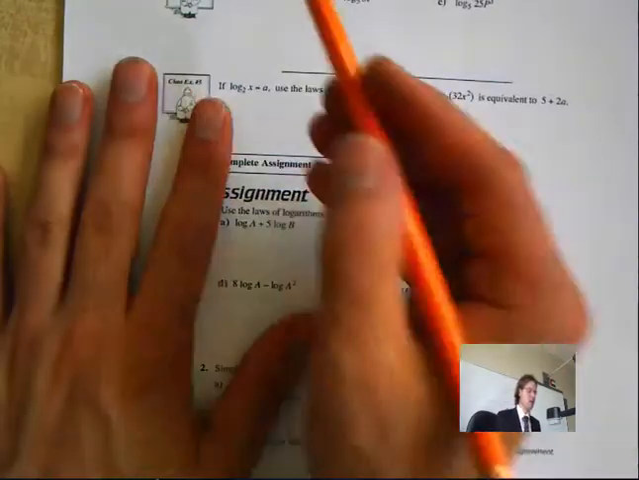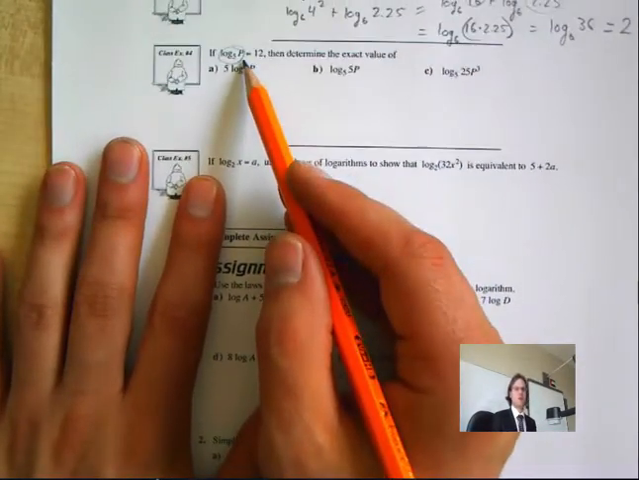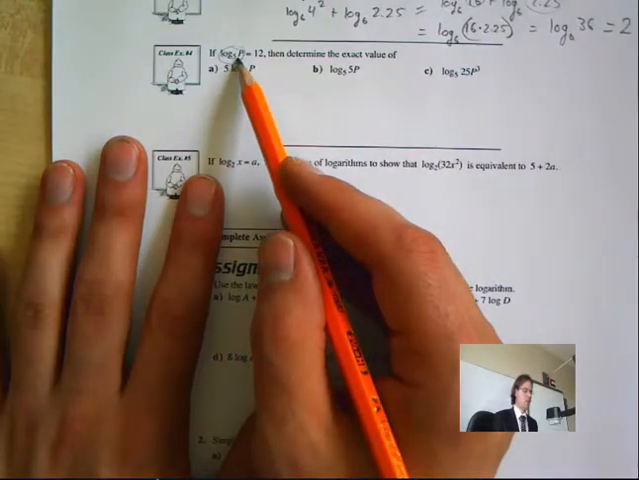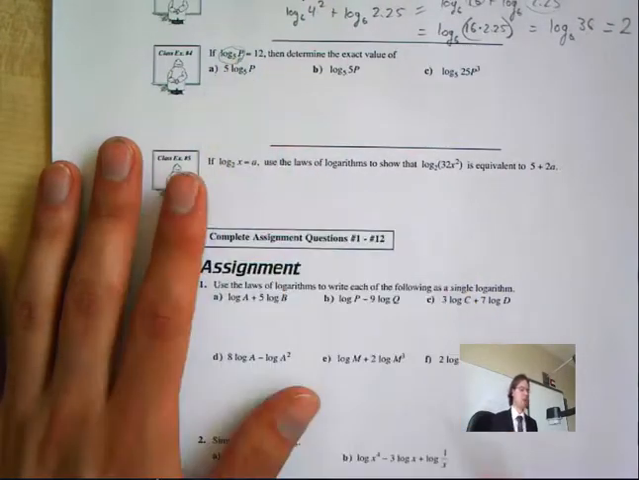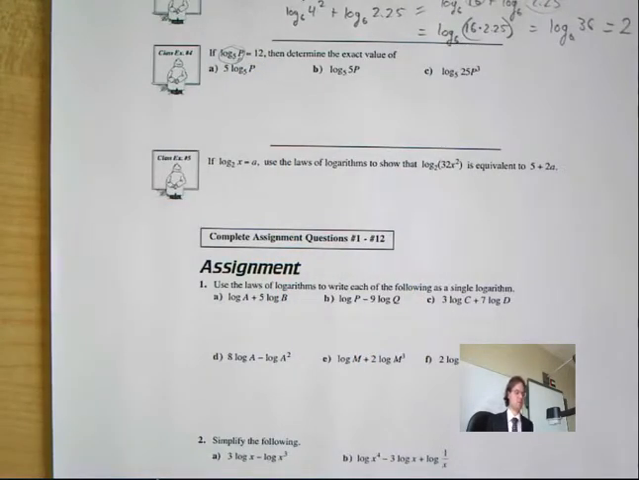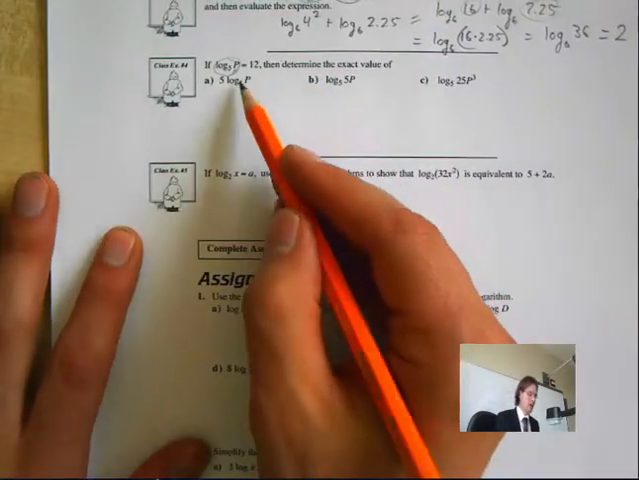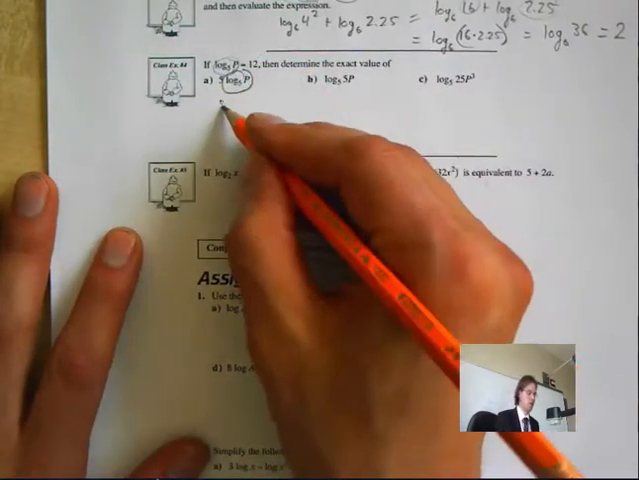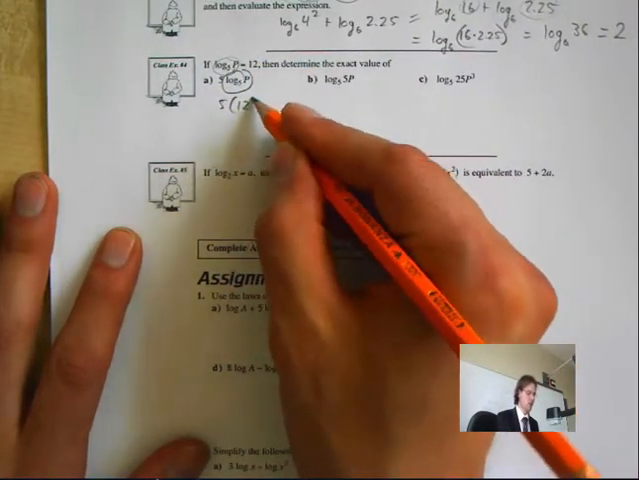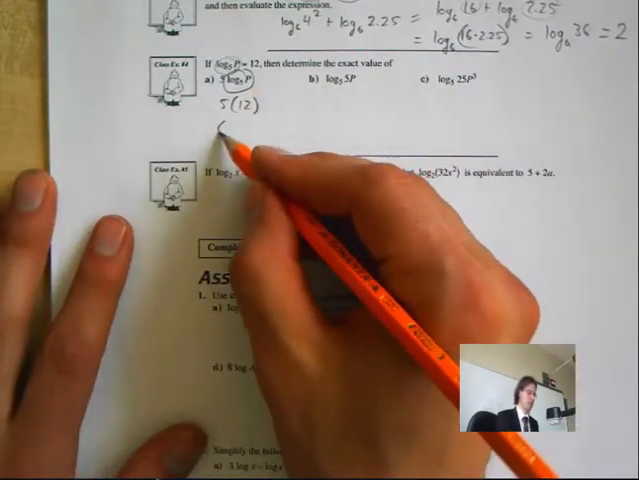Now the next one is saying log 5, and if we're looking at the logarithm in base 5, p, so base 5 logarithm of p is always equal to 12. Okay? And it says, determine the exact value of each. Well, here we know this is equal to 12. So that's just 5 multiplied by 12. Okay? So that's going to be the same as 60.